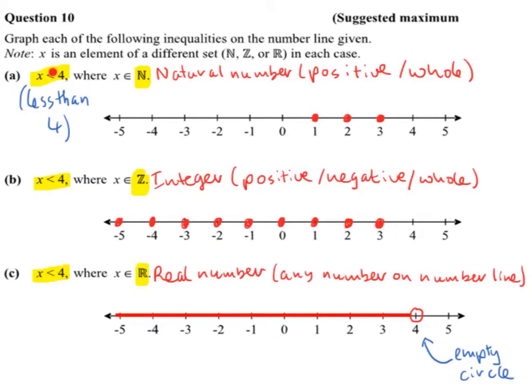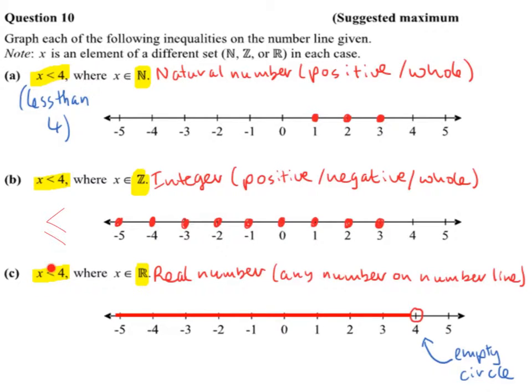Now, if either of these questions had the less than or equal to symbol, then we could have included the 4, because it would tell us that it was less than or equal to 4. But it does not have that, it only has the less than sign.